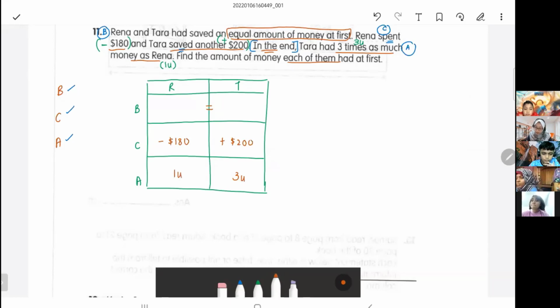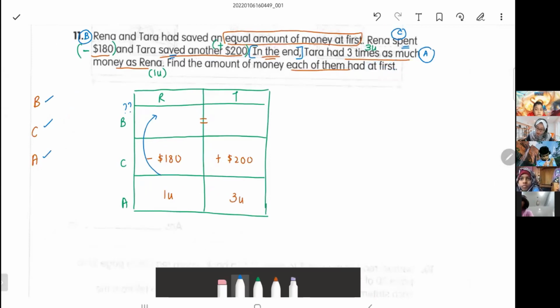Okay, there are blanks. Can you see that there are blanks for their before here? I need to fill it up because I want to find out what they had at first. I want to find at first, which is my before. So I'm going to go backwards. So this is actually a working backwards question, but I'm applying the units method. All right. So again, I'm going to go backwards.